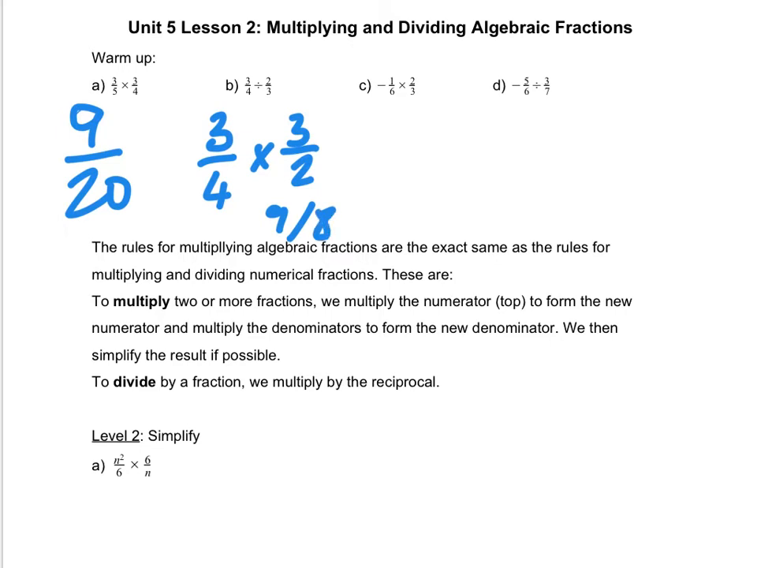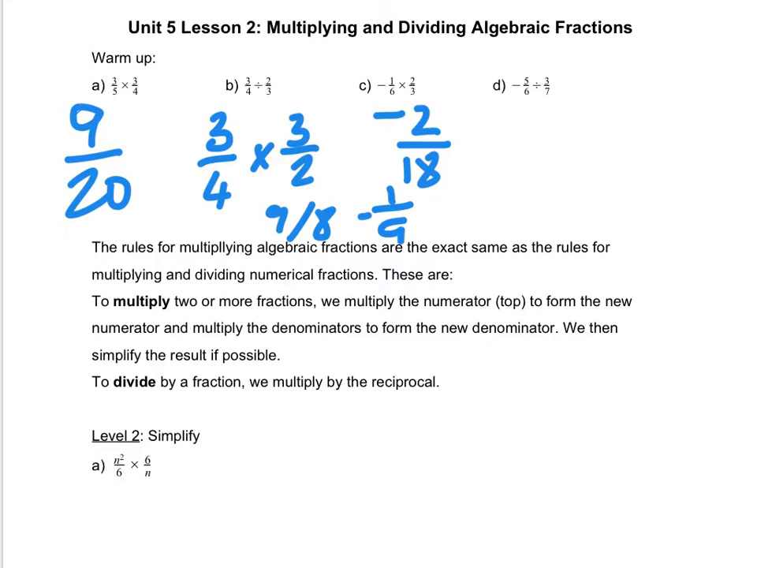Okay, now C is again a multiplication, so it's minus 1/6 multiplied by 2/3. The way that this one is going to work, you're going to have a negative answer because you're multiplying a negative number by a positive. So you're going to have negative 2 over 18. Now 2 is a common factor at the top and the bottom, so if you divide it out, you're going to get 1 over 9, and it's negative.